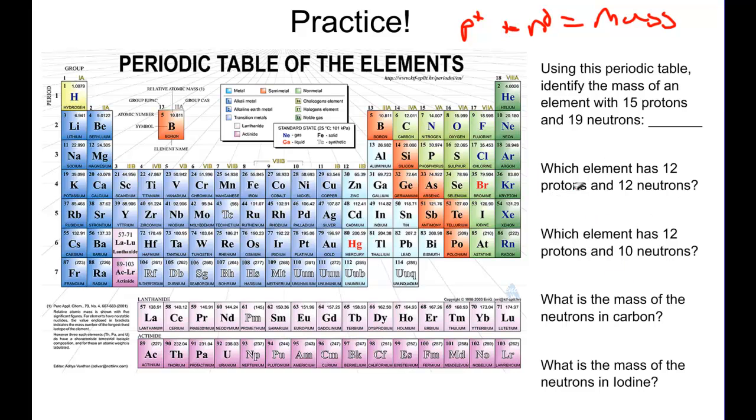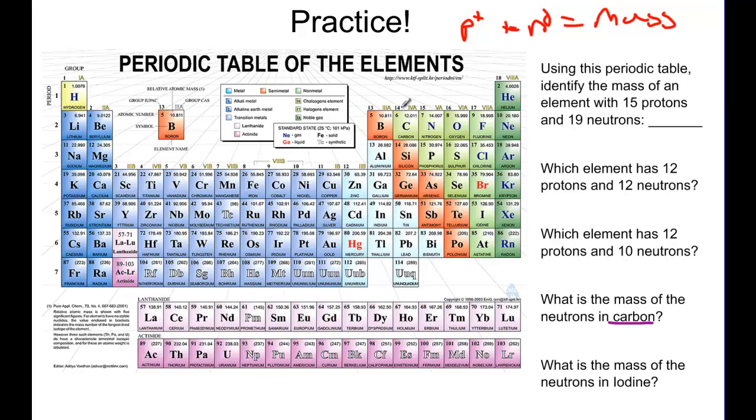So go ahead and try a couple of these others. If it has 12 protons, 12 neutrons, how much does it weigh? What element is it? Same thing for this one. So let's look at this fourth one here. What is the mass of the neutrons in carbon? Well, let's go to our periodic table here and grab some information from it. So we have carbon, so we're going to look for carbon on here, and there it is. We can see that it is number 6. So we know it has 6 protons. And its total mass, we're going to round a little bit, is 12.